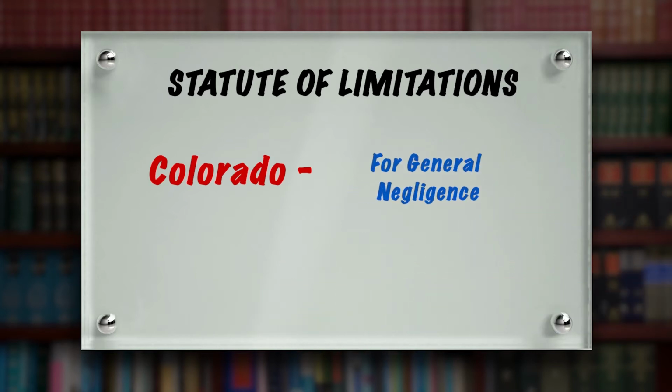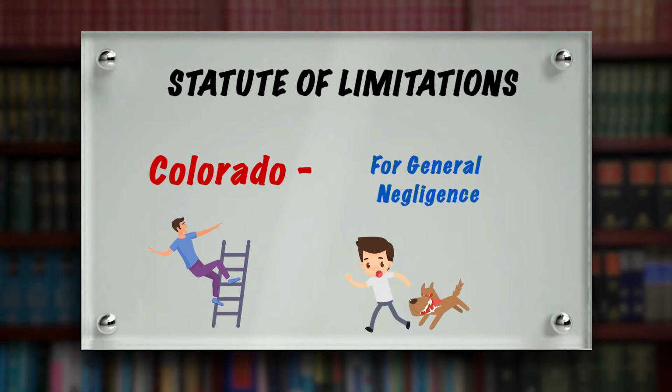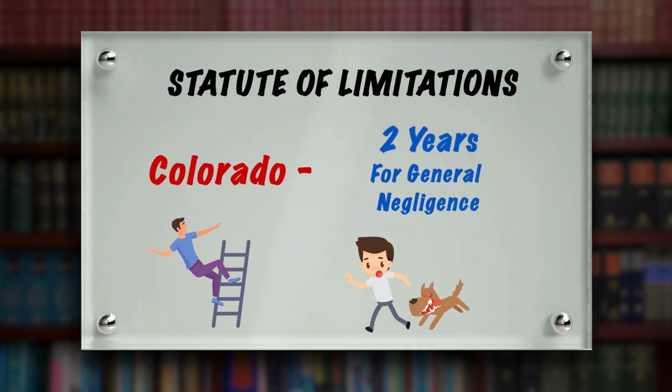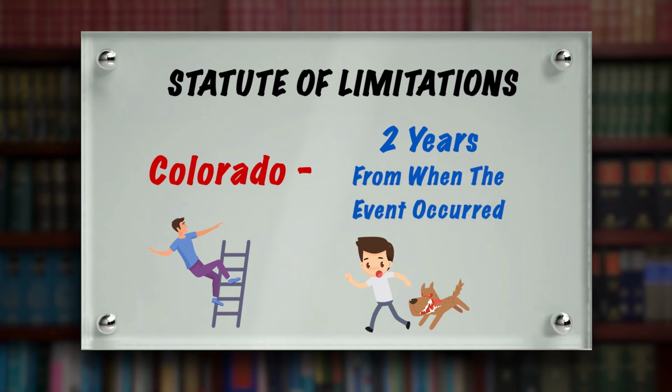That's a different time period than for general negligence, like a slip and fall or a dog bite claim. We have a 2-year statute of limitations. Those start to run, again, when the event occurred.